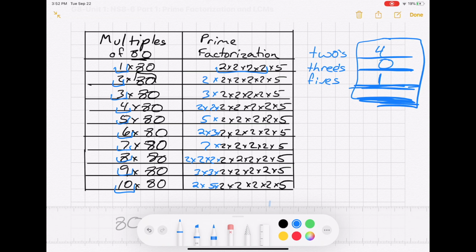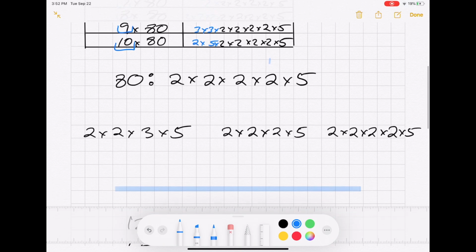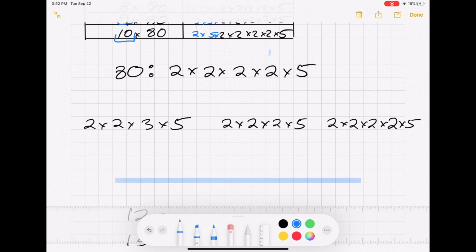Okay, so if I'm looking at 80, I just want you to have a quick look at these prime factorizations here, and I want you to think about which one would be a multiple of 80. So just pause the video.